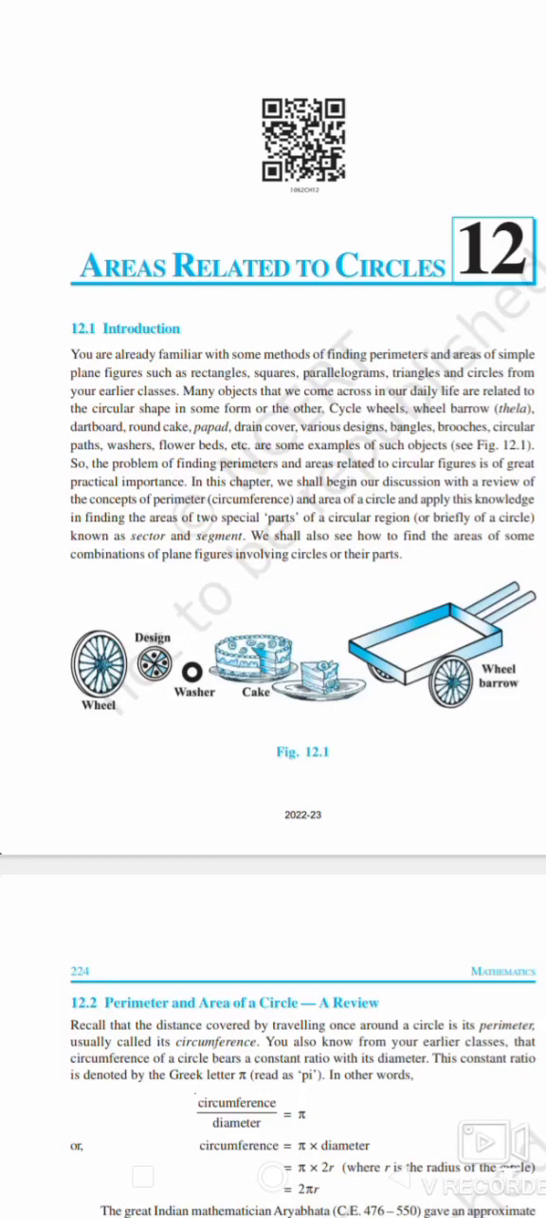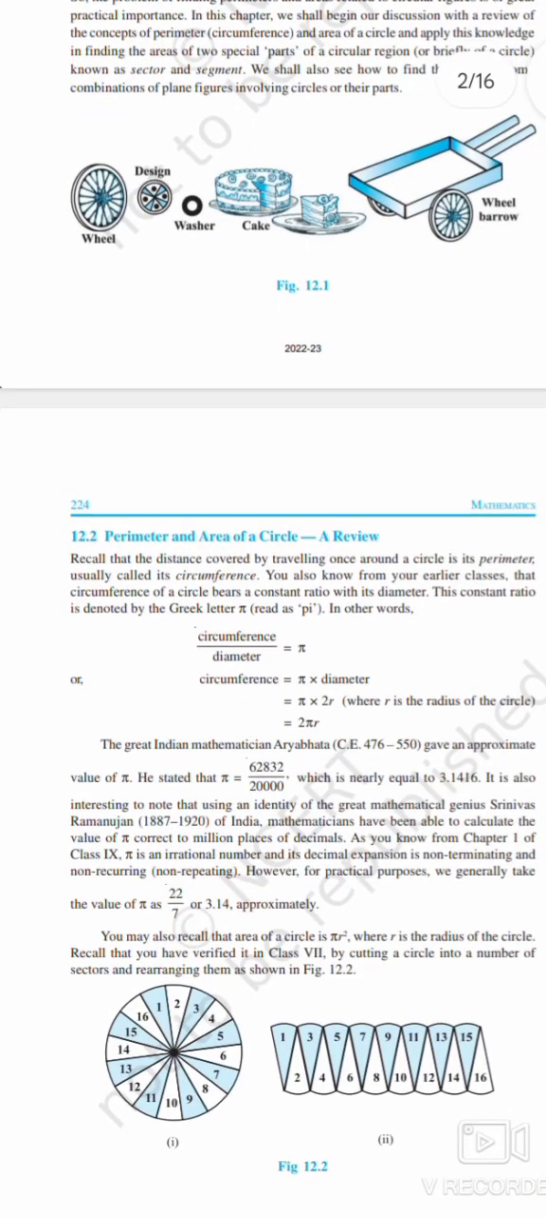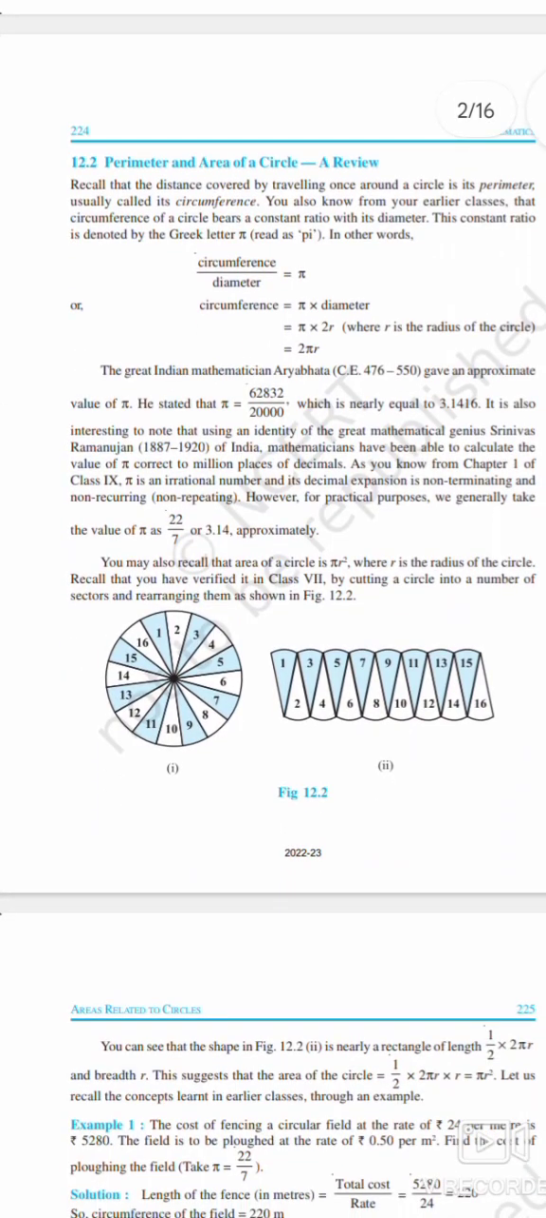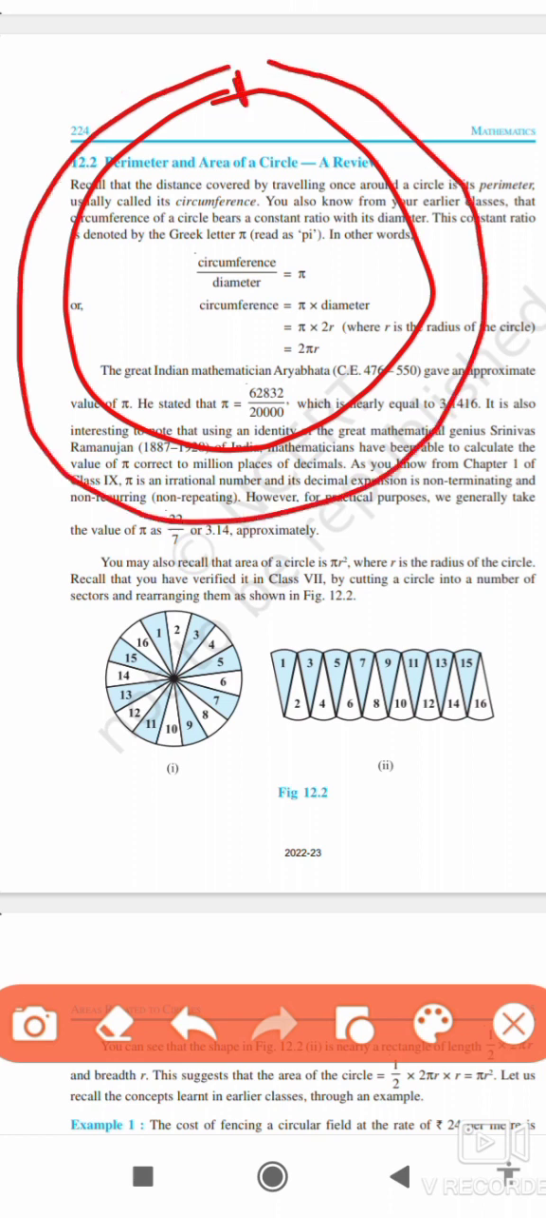So today we will be discussing the areas related to circles. This is a part of CBSE Maths of class 10. When we talk about a circle, something like this, whenever it starts from here and travels till this end, I call it the circumference, or I give it as C.